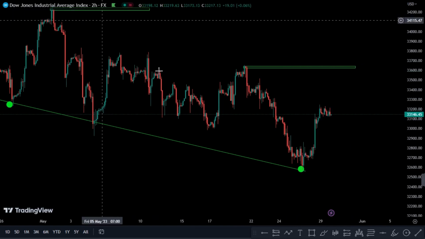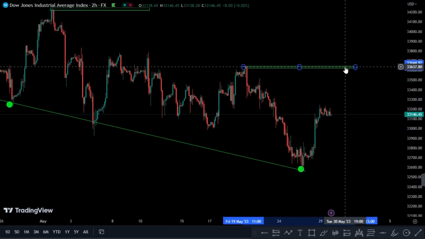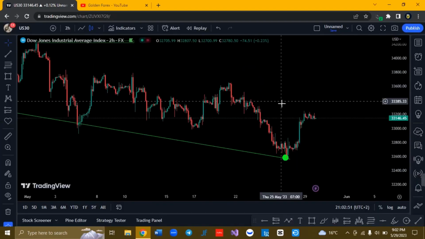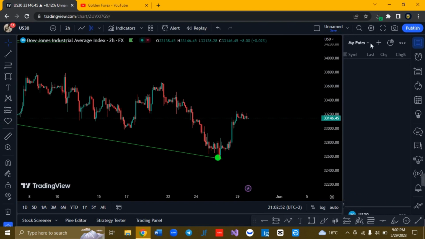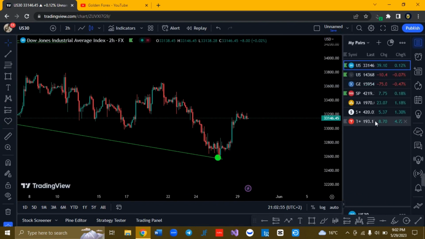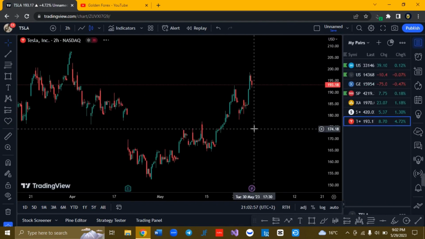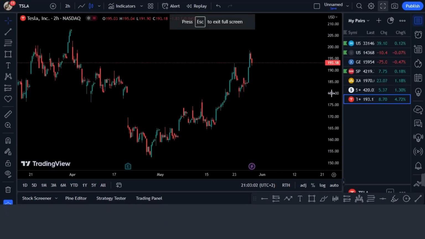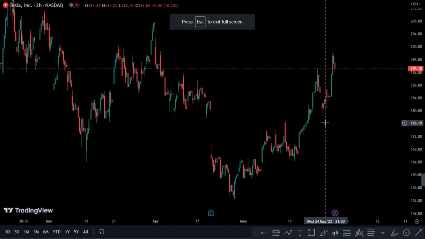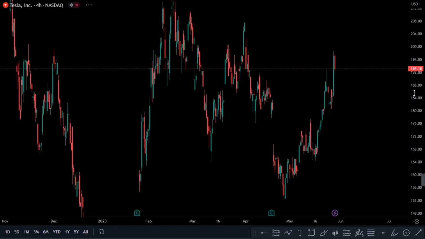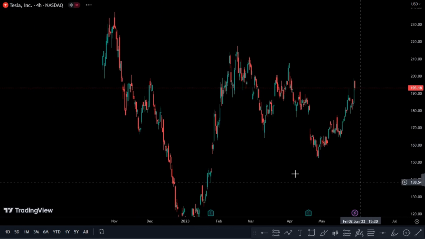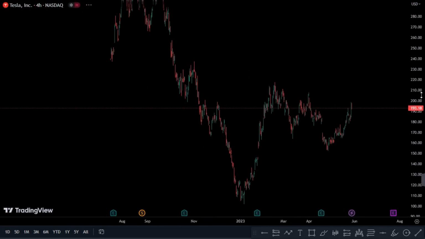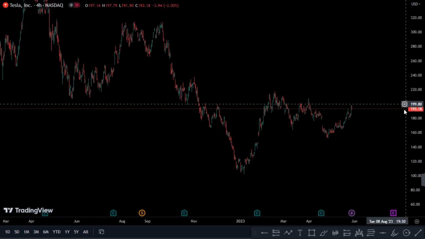Okay, so that was the application of this strategy on an index, which is your Dow Jones. And now we are going to be using the stock that is Tesla in order for me to explain the strategy and show you guys that it works across all instruments. Okay, we're going to switch to 4 hours right here, as you can see.